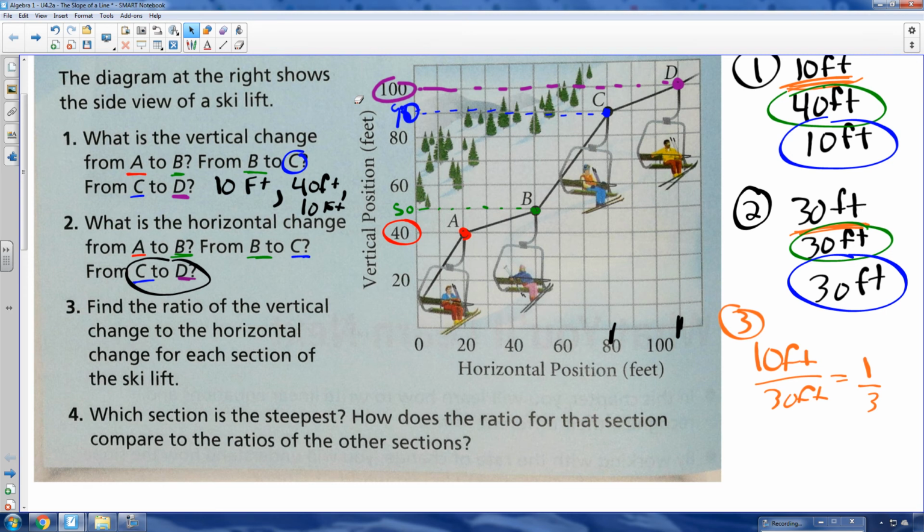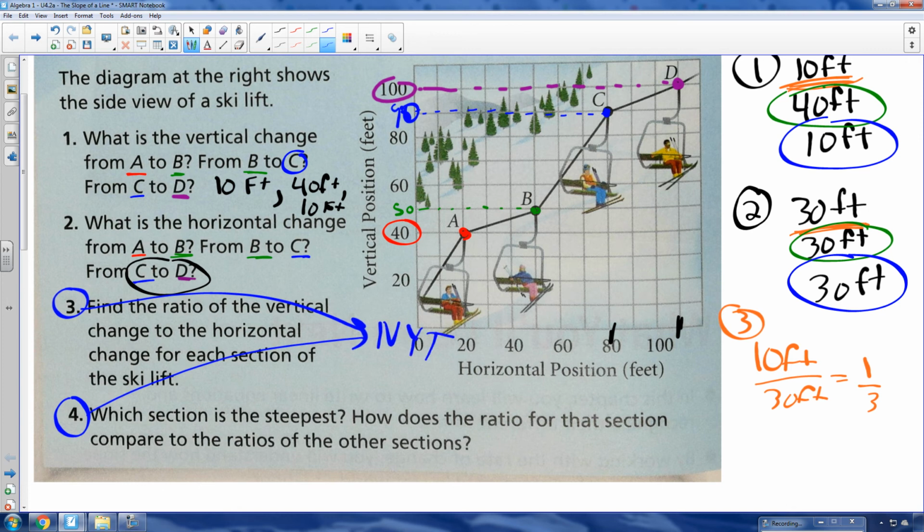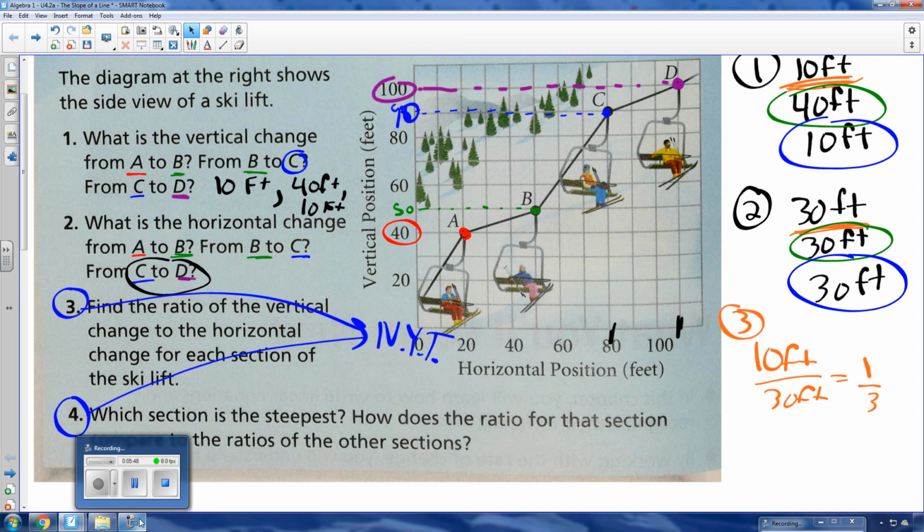And then I want you to answer question 4. So your now you tries are right here, okay? NYT stands for now you try. These are your now you tries. So I'm going to draw all over this because I can. And I'm going to say that these are now you try. So why don't you pause the video, think about what section's the steepest, what section's not steep, how the ratio looks in that, and give that a shot. So pause the video, and I'll see you in just a second.